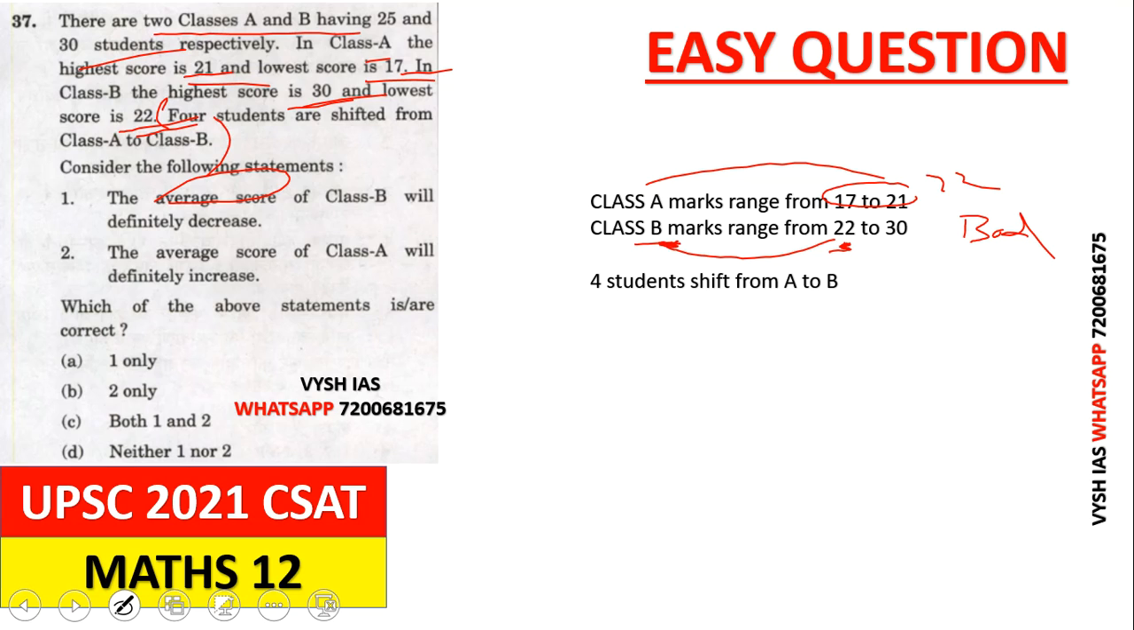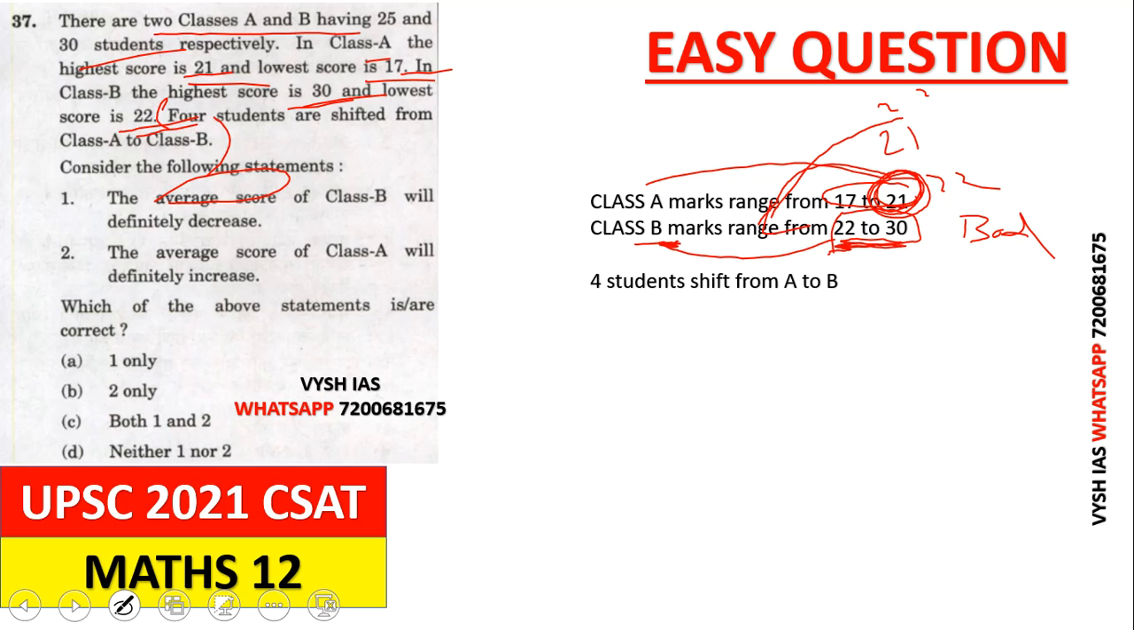Shifting students from A to B means, suppose Mr. X is the topper with 21. Suppose 4 students got 21 there, 21, 21, 21, and I send all 4 of them to class B. Now what will happen? Class B's performance is going to get poorer because class B had a very nice record, marks of 22 to 30. You are sending students whose maximum is 21.